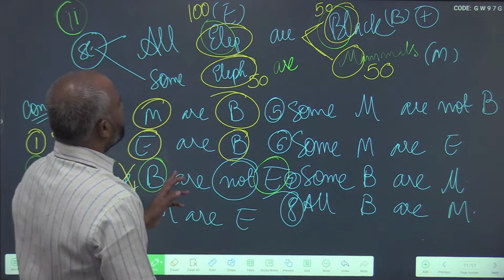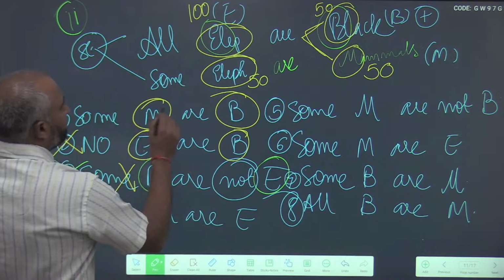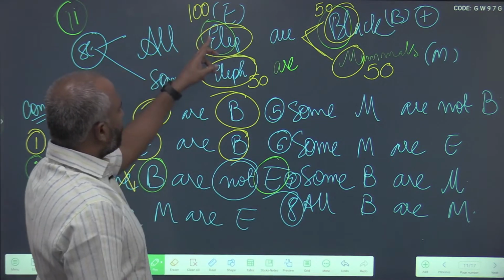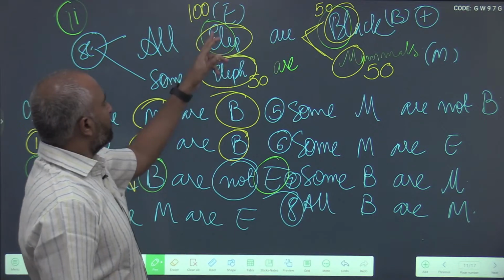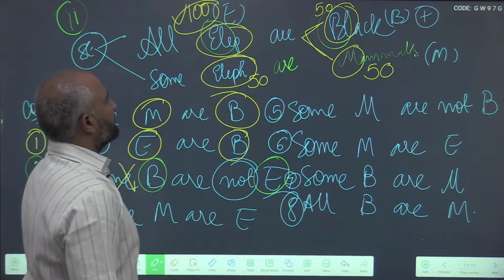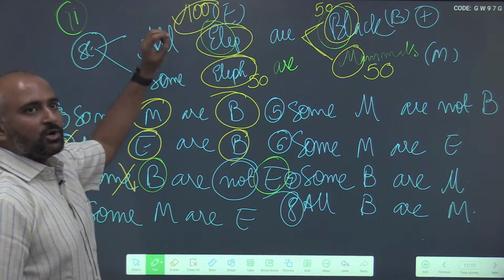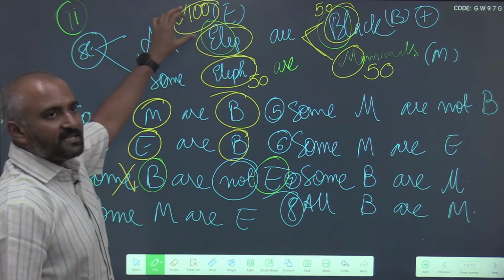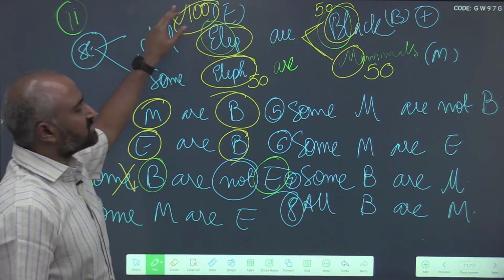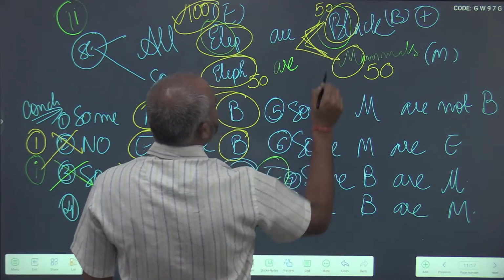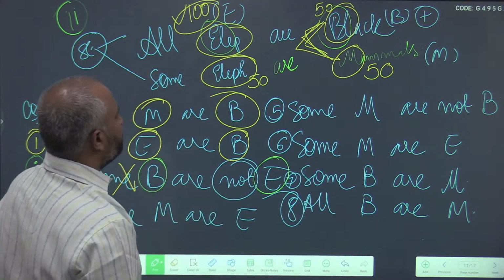Now we need to connect M and B. What is the common element? Elephant. And elephant has achieved a value of 100 once. Even if it achieves a value of 100 only once, the connection can be made. So there can be a connection between black and mammals, B and M.